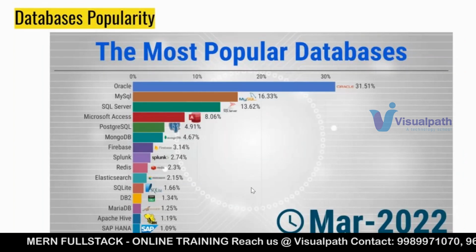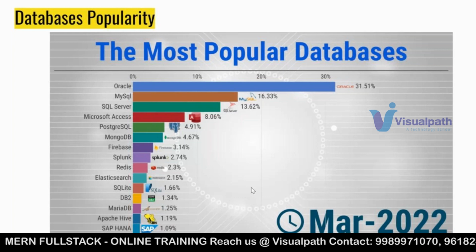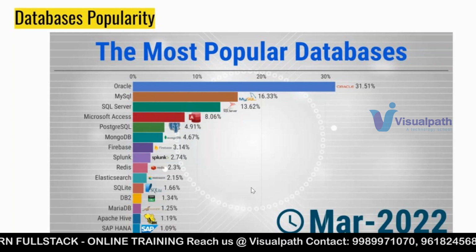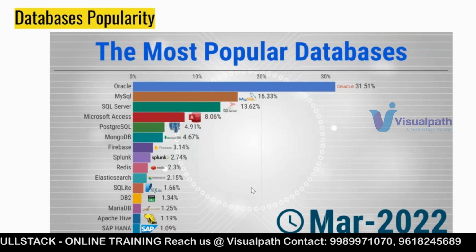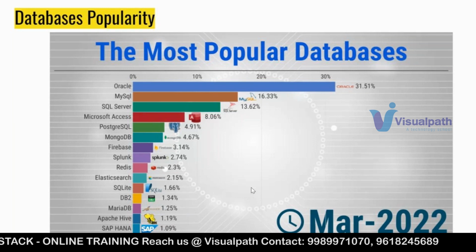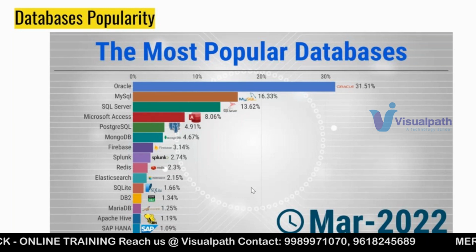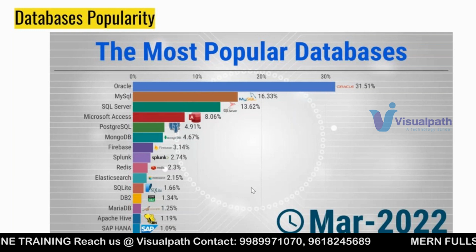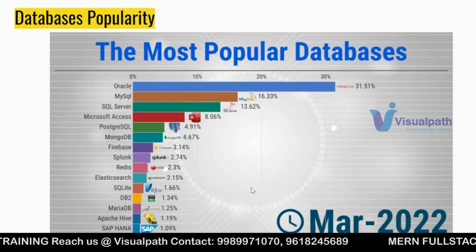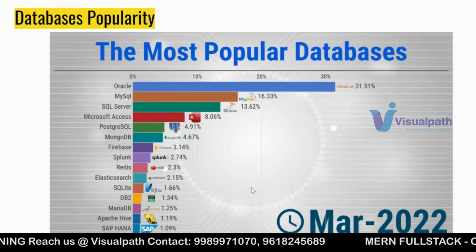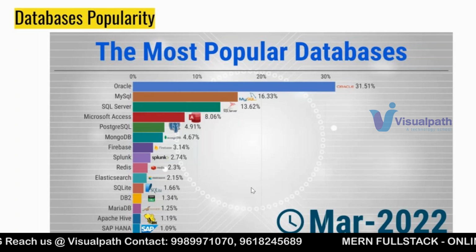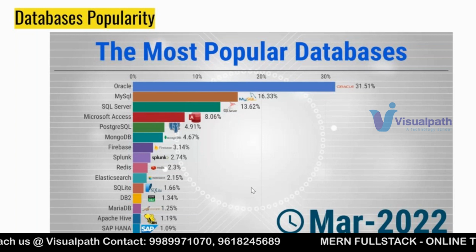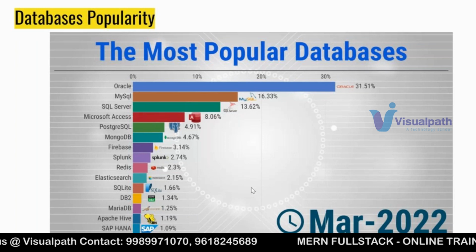And database popularity, you can see enterprises use Oracle, MySQL, SQL Server, and startups use Postgres, MongoDB, Firebase, Splunk, Redis. All these are used by startups. Startups never use Oracle. Mostly they use MySQL onwards: MySQL, Postgres, MongoDB, Firebase, Splunk, Redis, Elasticsearch, etc. They use.